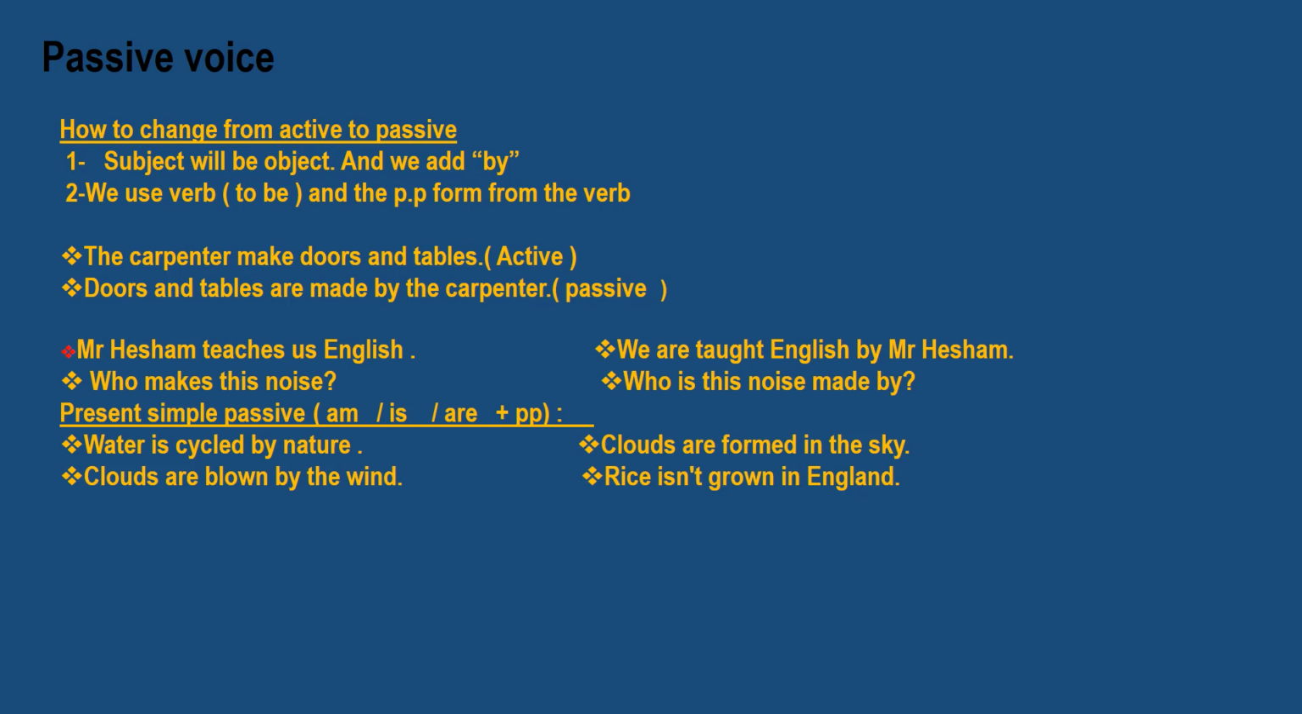Down we have: water is cycled by nature. Is it active or passive? Of course it is passive. How do you know? Because I have the verb to be, the past participle, and the word by. Clouds are blown by the wind. Active or passive? Of course it is passive. We have the object, verb to be, past participle, and by the subject. Clouds are formed in the sky. Rice isn't grown in England.